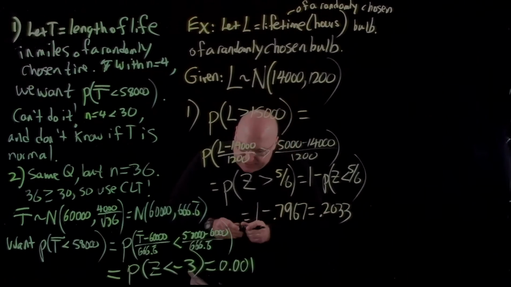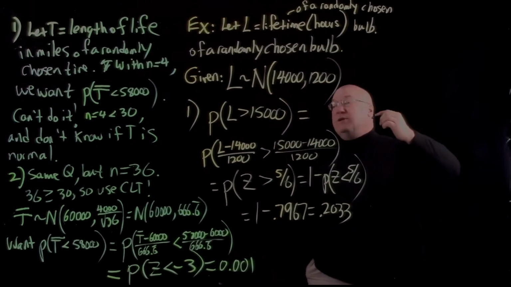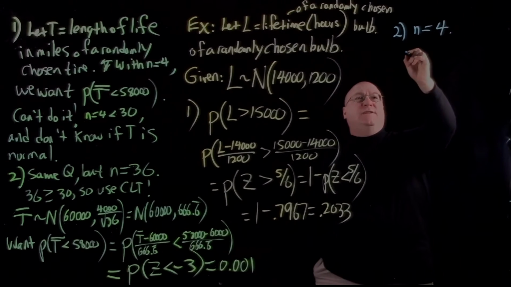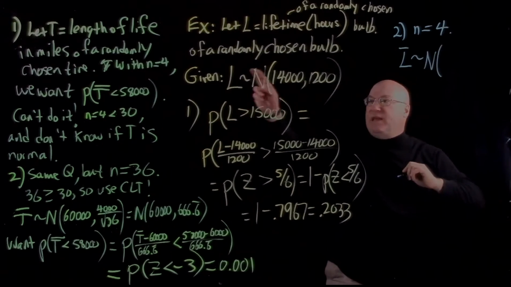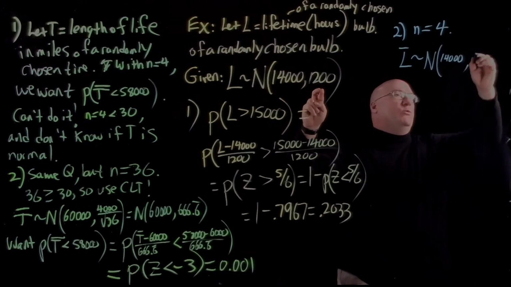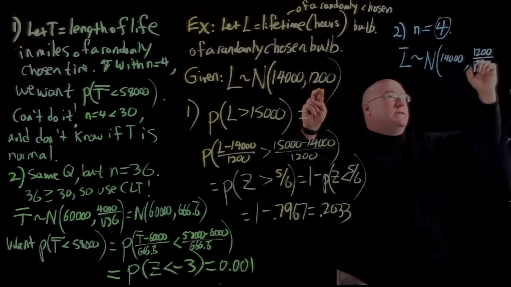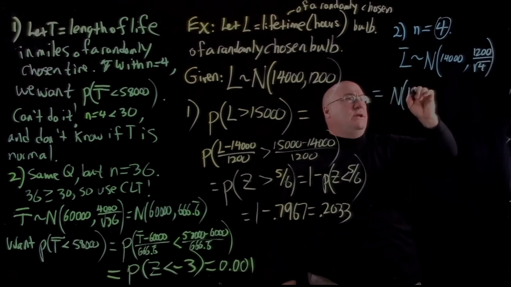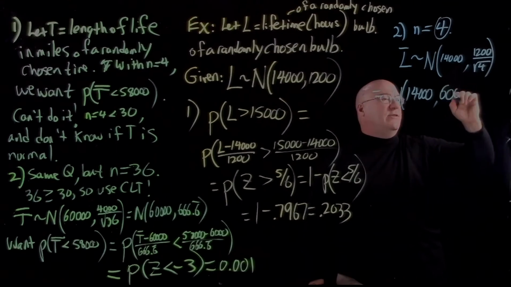Maybe blue. All right, let's see if we pick a random sample of size 4. So let n equal 4. In this case, L bar now will be normally distributed with the same mean, 14,000. And the standard deviation will be the old standard deviation divided by the square root of the sample size. So it becomes normally distributed with mean 14,000 and standard deviation 600.